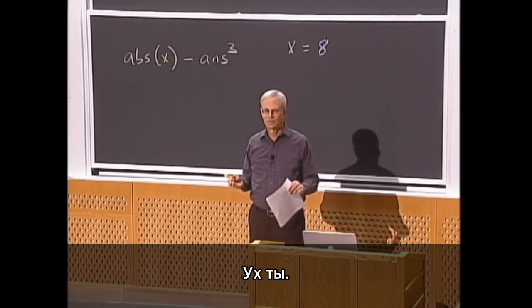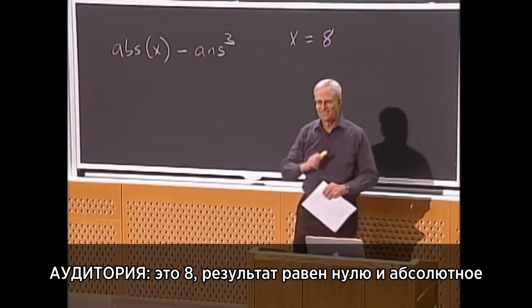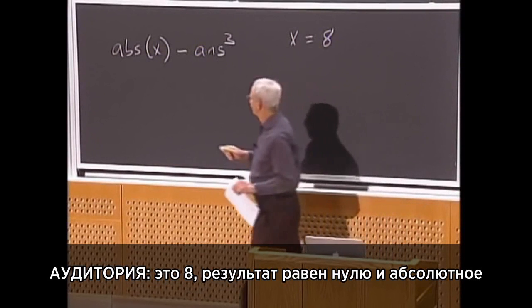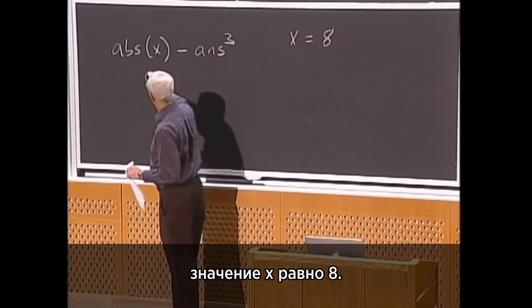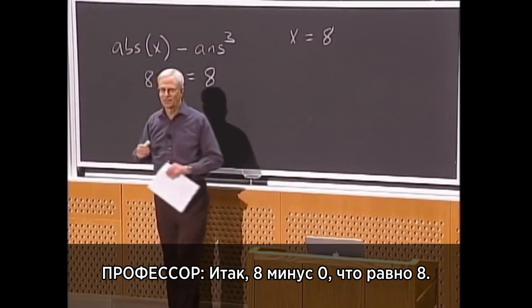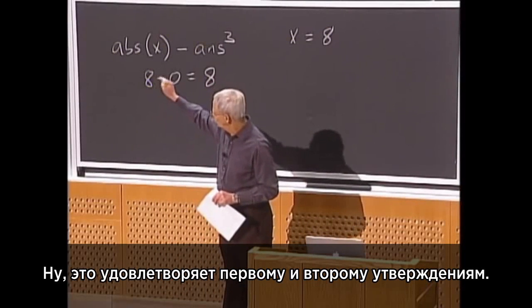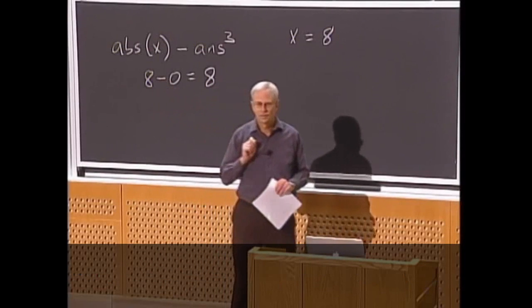Wow. Come on. Let's be a little cooperative, please. Yes? So it's 8, answer is 0, and absolute value of x is 8. So it's 8 minus 0, which is equal to 8. So it satisfies conditions 1 and 2.